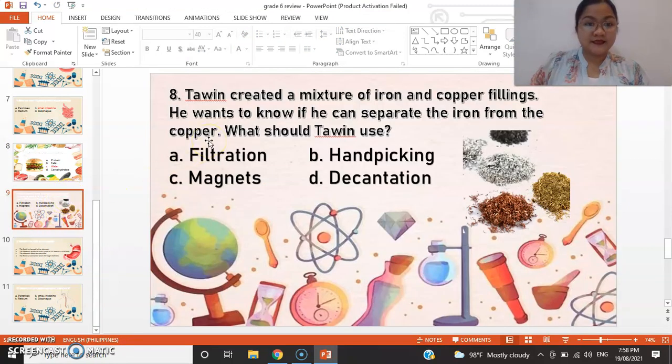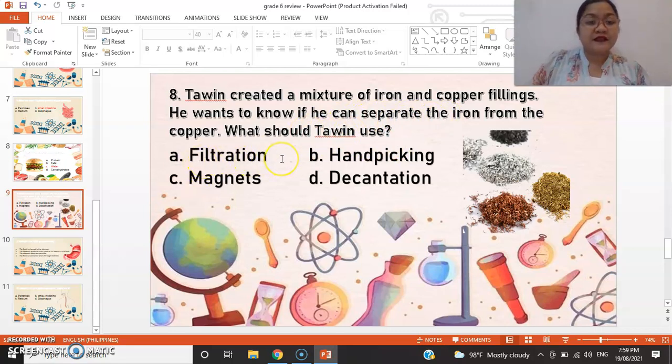Next, number 8. Tawin created a mixture of iron and copper fillings. He wants to know if he can separate the iron from the copper. What should Tawin use? So, what technique are we going to use to separate iron and copper?